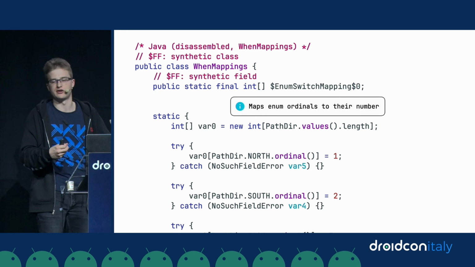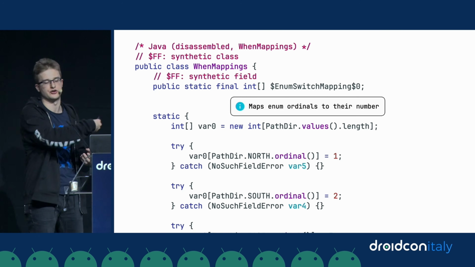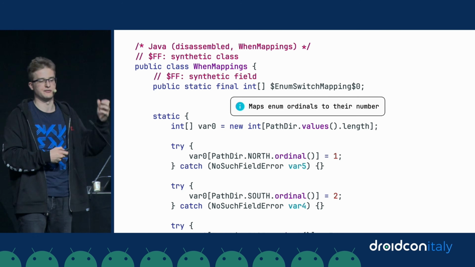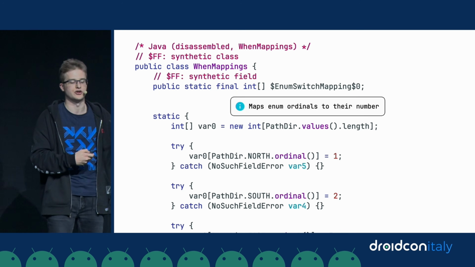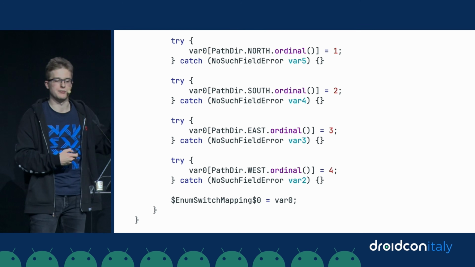So, for example, the first item in the enum is going to be 0, the second one is going to be 1, the third one is going to be 2, according to their position. That is defined by the compiler, and for example, it maps the first element to 1, the second element to 2, the third element to 3, and so on. And it declares it as a variable in when mappings.